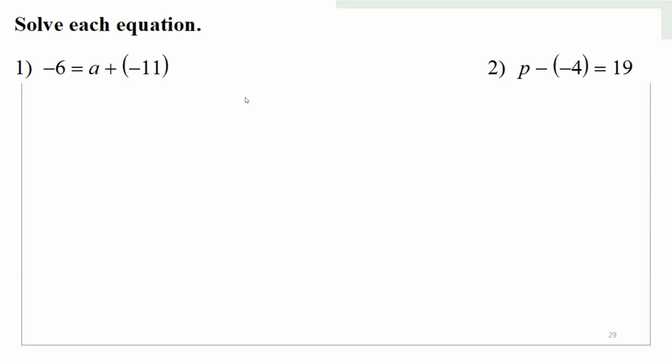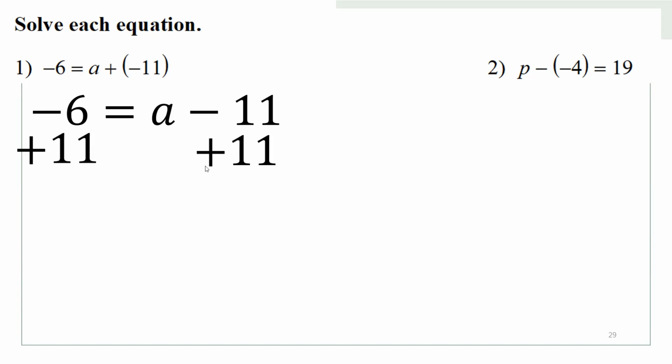All right, here we go. So what does this mean for you? Clean it up first, then solve it. So here we go. Plus and a minus make a minus. Okay, bring everything down, -6. Plus and a minus make a minus. Boom. So then how do we get rid of subtracting 11? We add it. -6 plus 11, you get 5. 5 equals A.